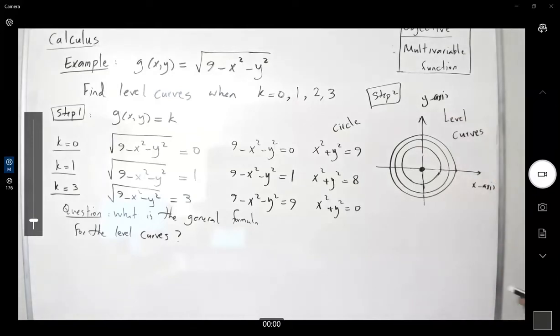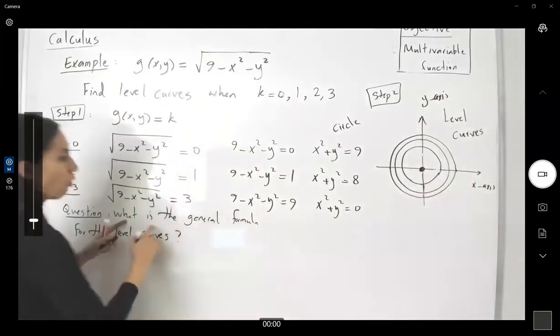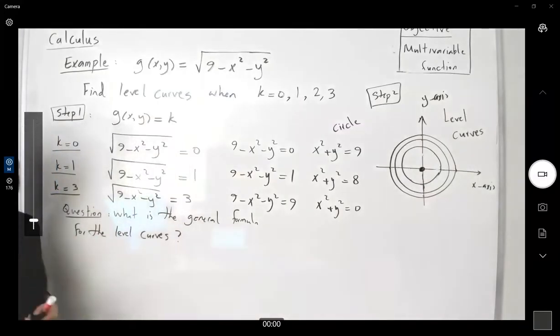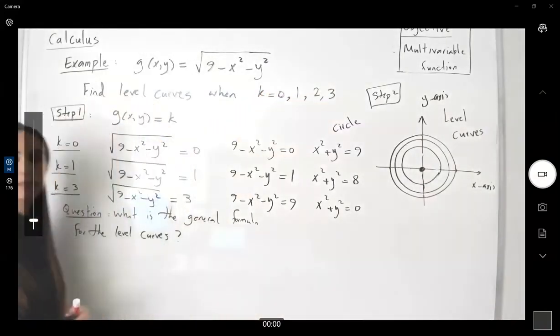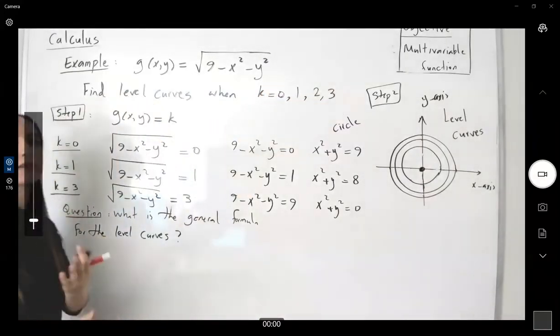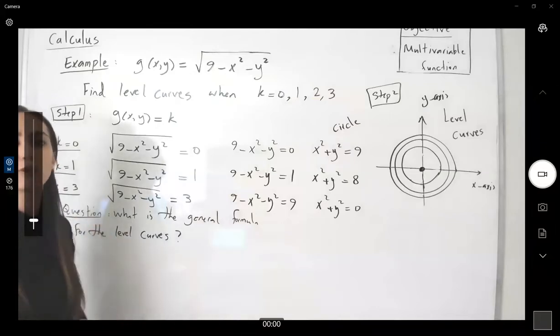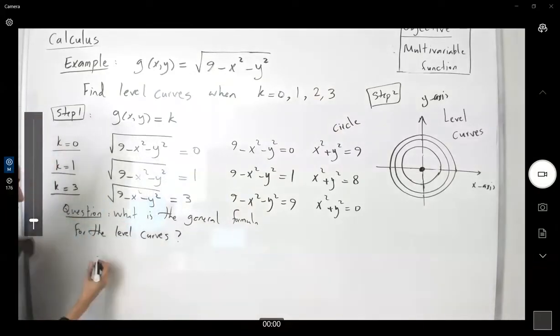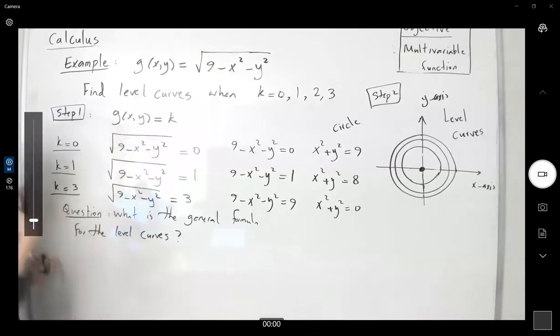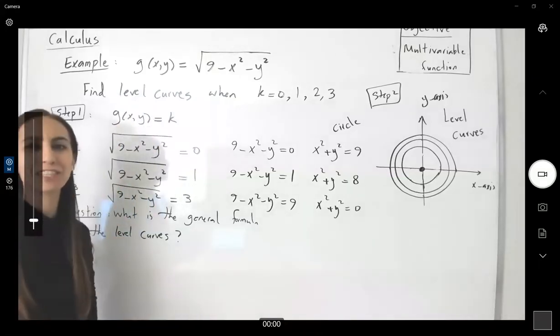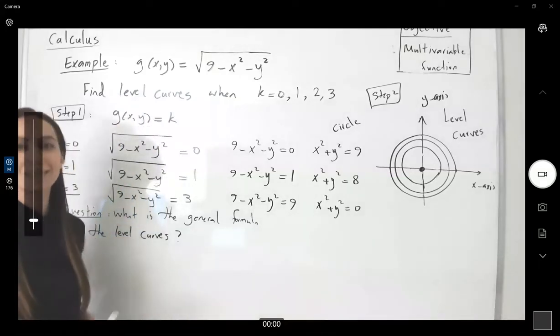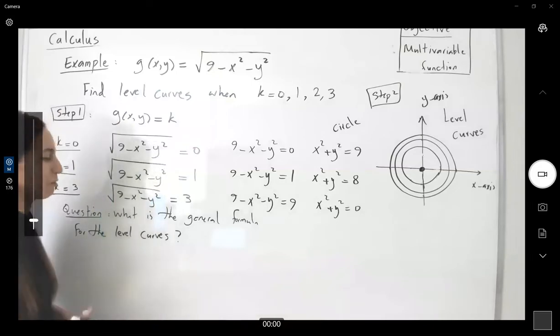There you go. What is the general formula? What if I don't have these numbers here? How do I represent the formula for the level curves? So in this case, I set the function g of x and y equal to k. K is just a fixed number. I don't know what it is. I only know it is just a number.